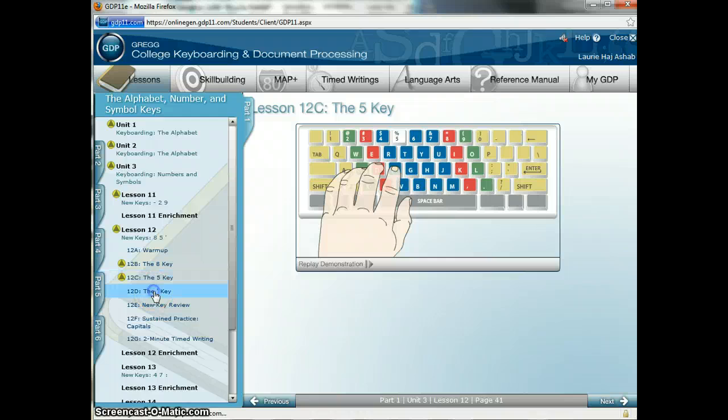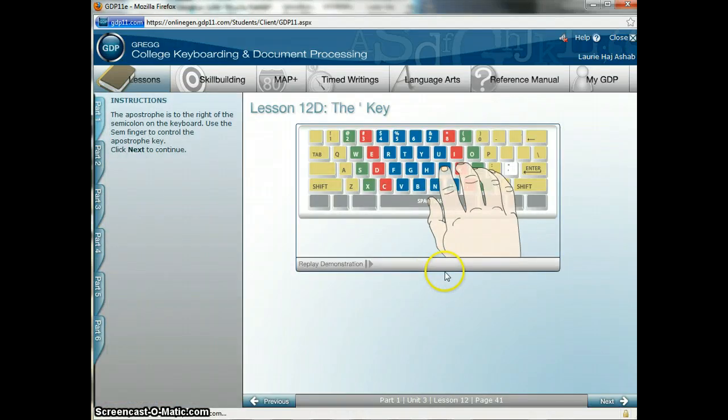And then we have the apostrophe. The apostrophe you're going to be reaching to the right with your semicolon finger. Okay, and notice the apostrophe is on the bottom of the key. And in another lesson, we're going to be learning the quotation marks.